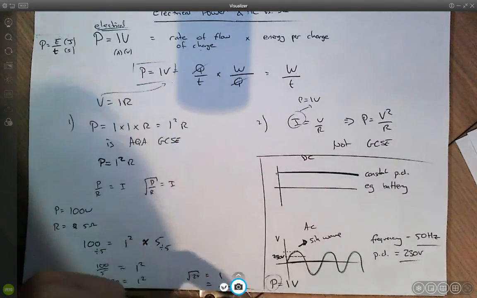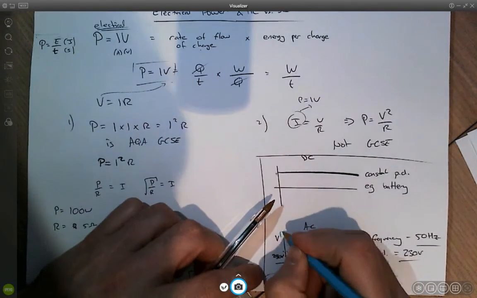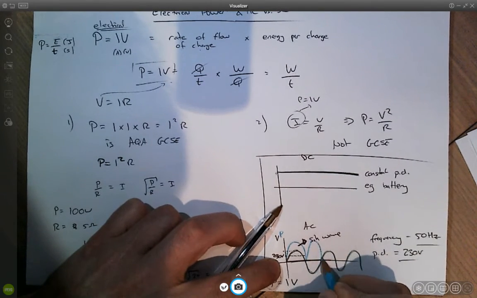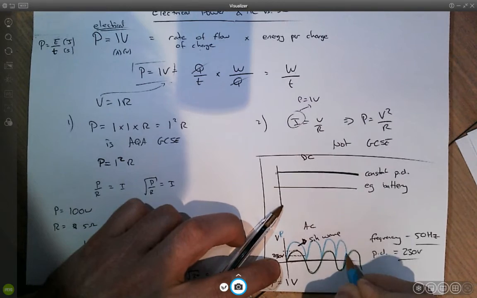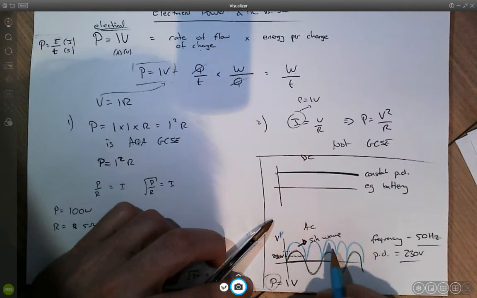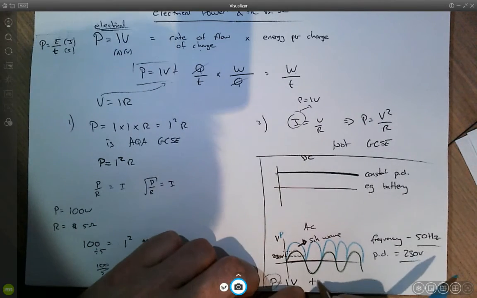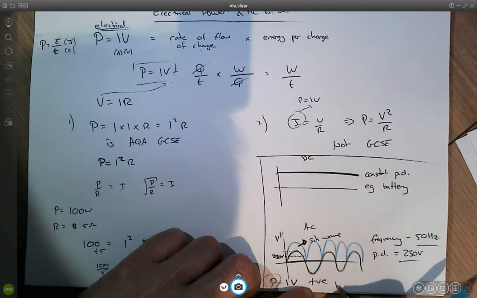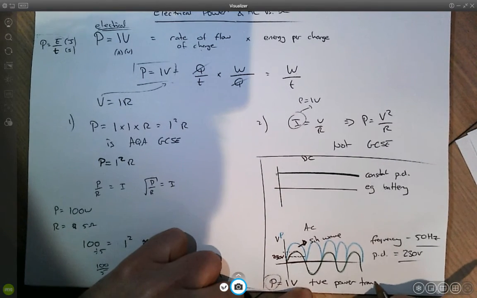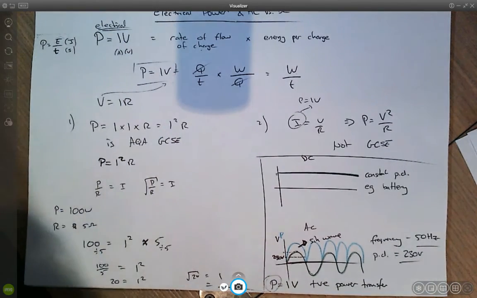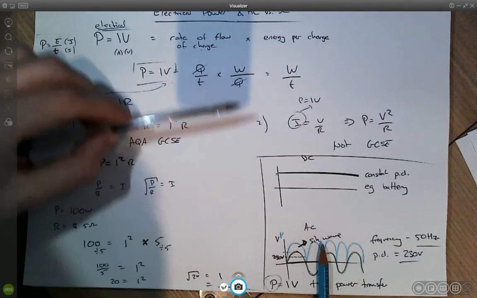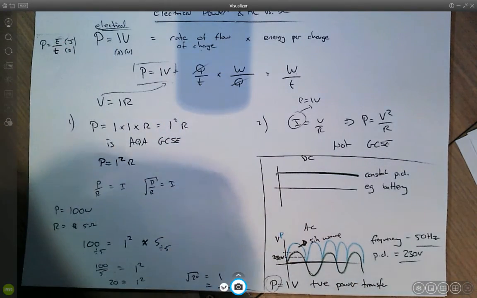So therefore, the power transfer is always going to be positive, because two negatives times together will always be positive. So the negative current and negative potential difference will give us positive. So we are actually transferring energy, because the power is always positive. And that's why I've linked it in to this topic.